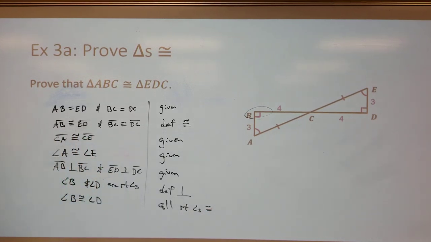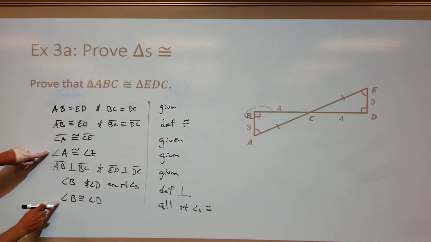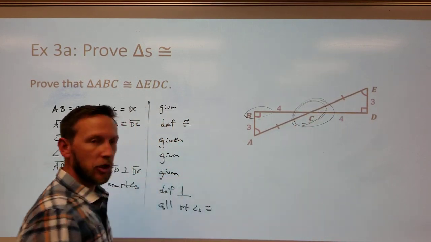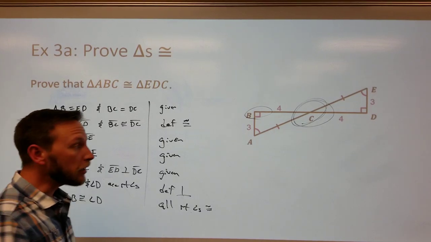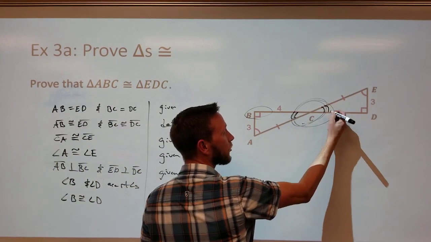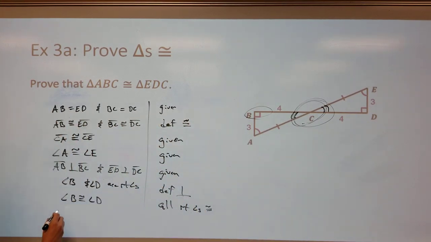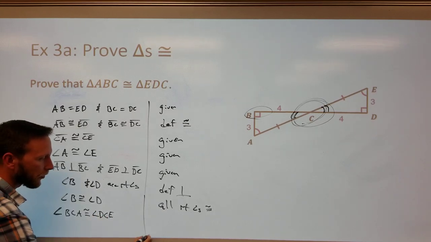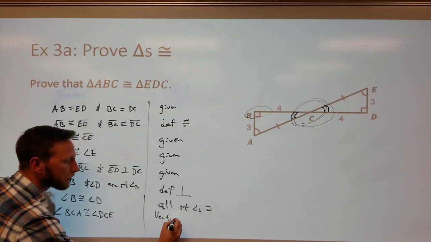All right? So I've got 2 pairs of angles. I need that third pair. I need these angles around C to be congruent to each other. Luckily for us, these are what are called vertical angles. And so we know that the angles are congruent by the vertical angles theorem. And I'm going to call this angle BCA congruent to angle DCE by the vertical angles theorem.